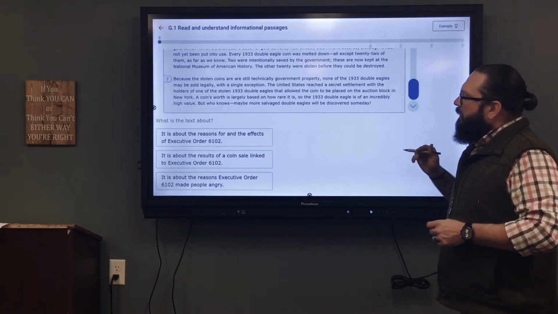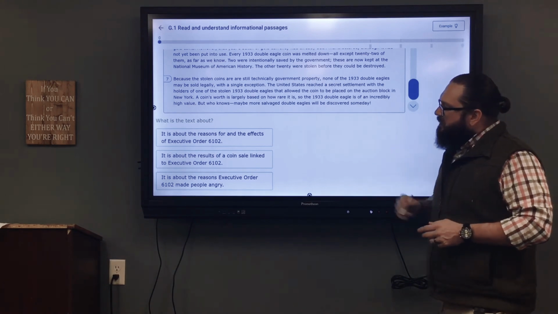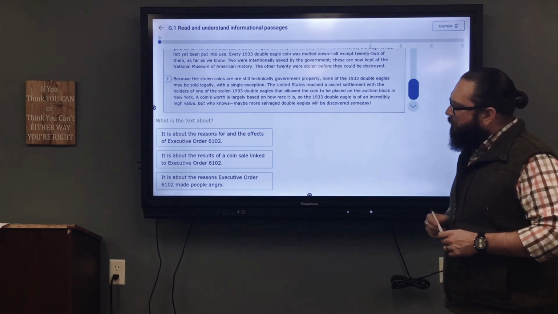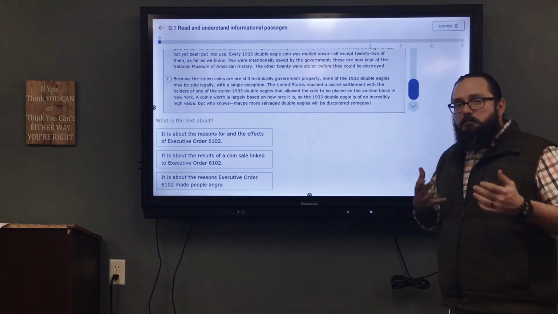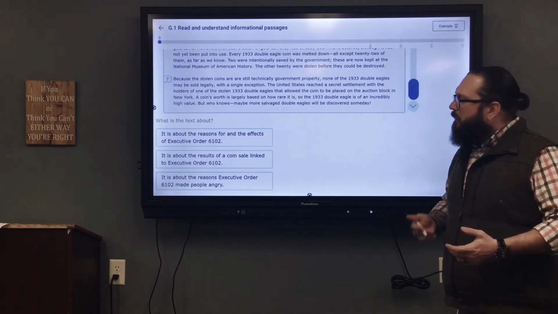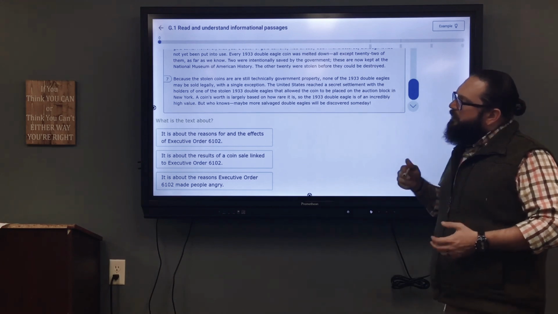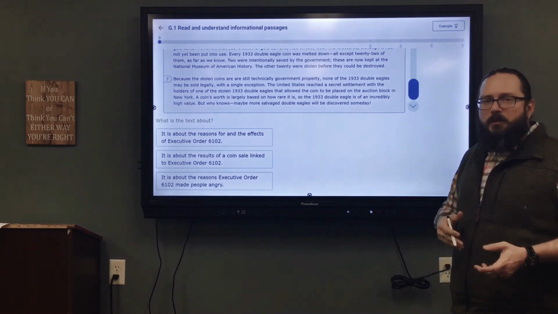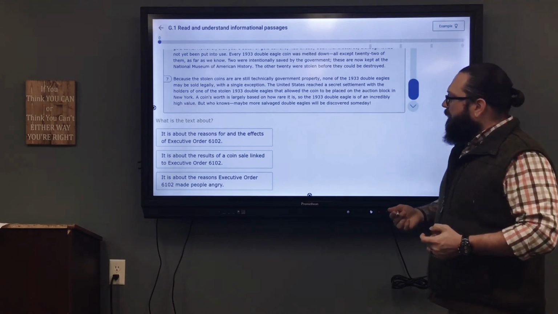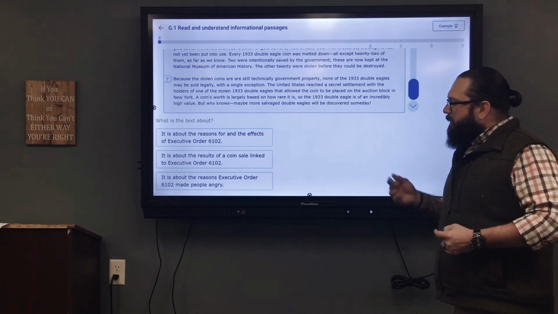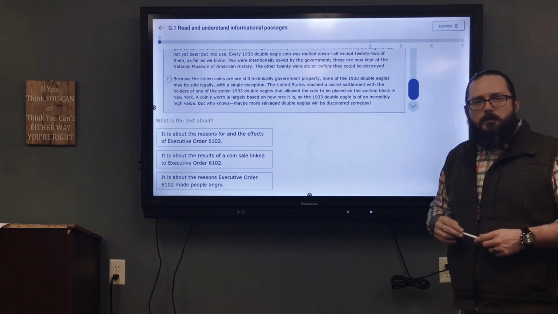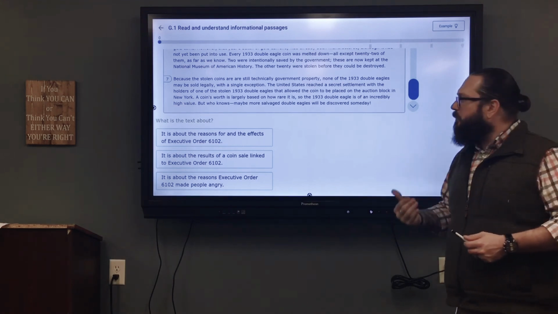So, if you look at the second statement, it is about the results of a coin sale linked to Executive Order 6102. While that is mentioned in the passage, is that really what the entire passage is about? No, because it's more focused on the executive order, not on the actual coin sale. The coin sale is just one of the results. Now, people, of course, did get angry, if you look at the third option with Executive Order 6102, but again, this was just a result.